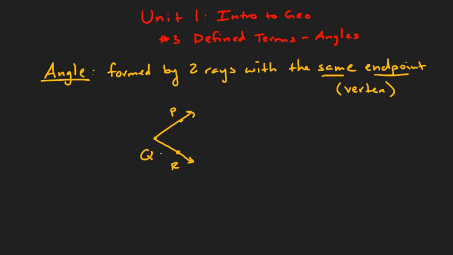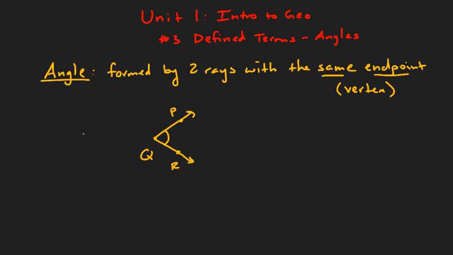So this is an angle, right? This angle has a measure right here, this arc. How wide those two rays are from each other, that width is the angle measure. Beware that angles are measured in degrees, and we'll talk about that when we get to looking at angle measures.